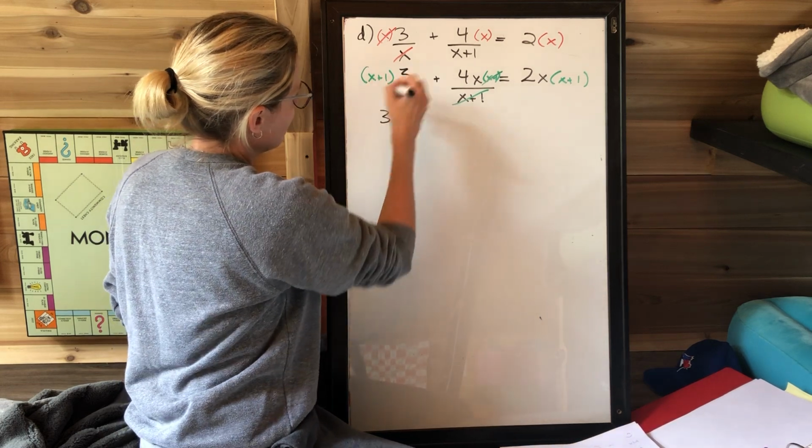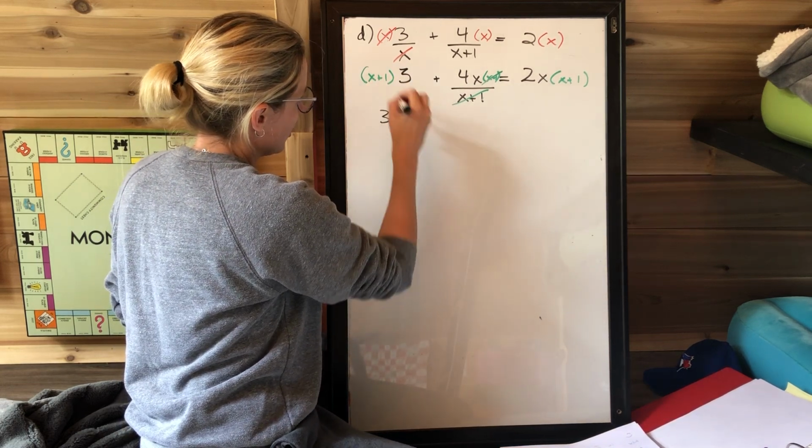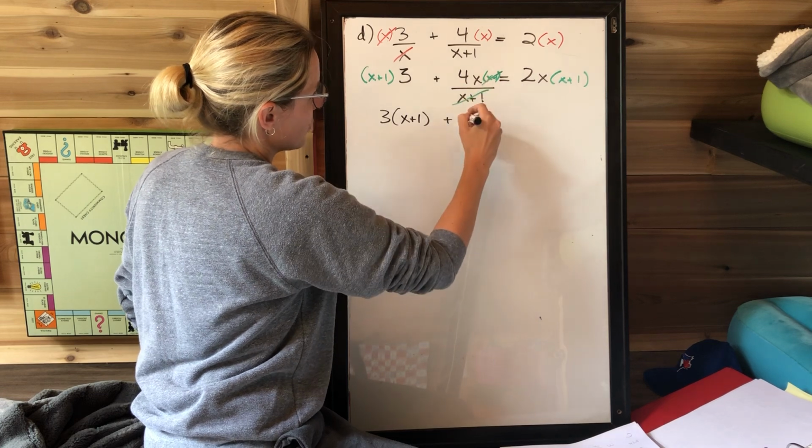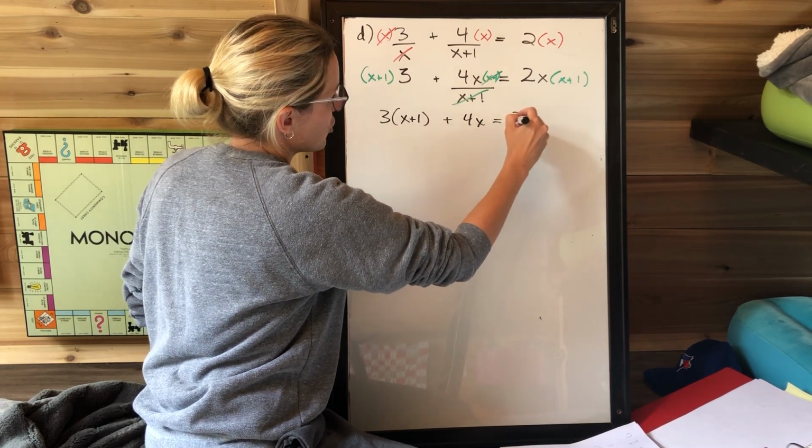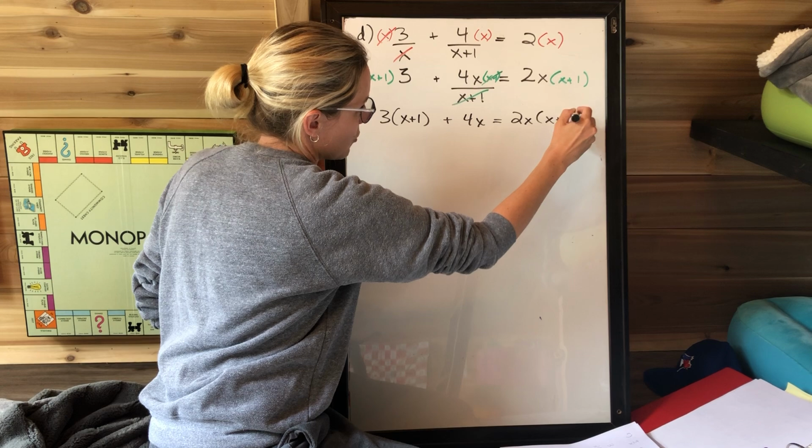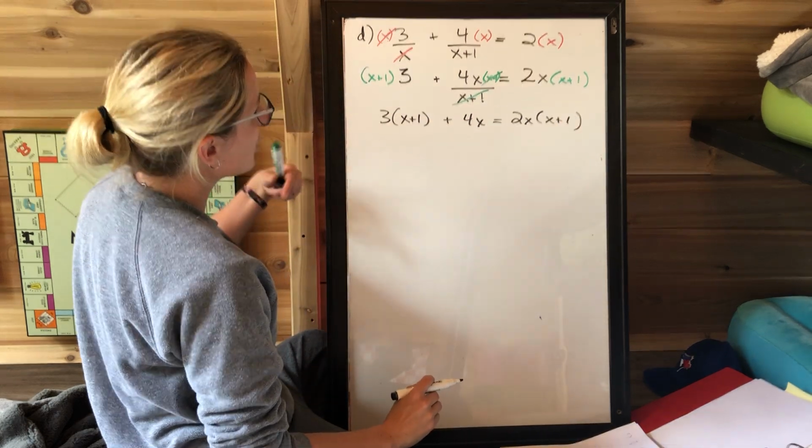This is now, really, you can write it in any order. 3 times x plus 1 is how we're used to seeing that. This is 4 times x. And on this side, we have 2x times x plus 1. That's the main stage, clearing the fractions.